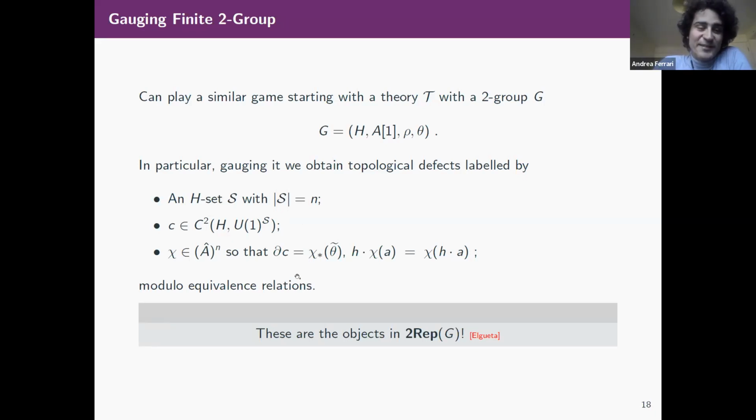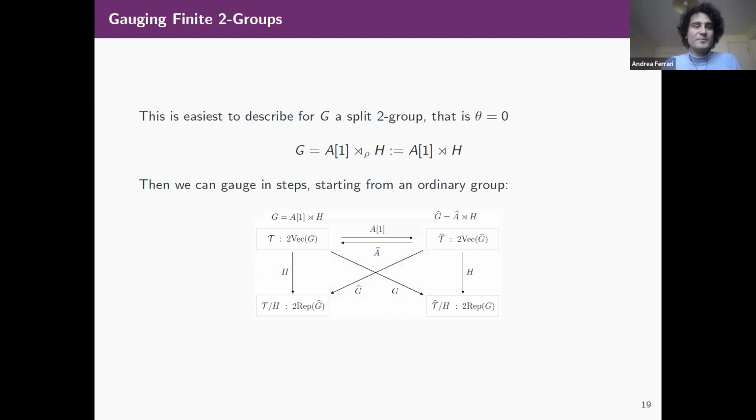Sorry, I think I said co-cycle, that's actually a co-chain. And so the result is that we get this 2-representation of G. The easiest case to describe, and this is the case I'm going to focus on, is when G is a split 2-group. That is, theta is 0, and we have a homomorphism rho of H that acts on A1.